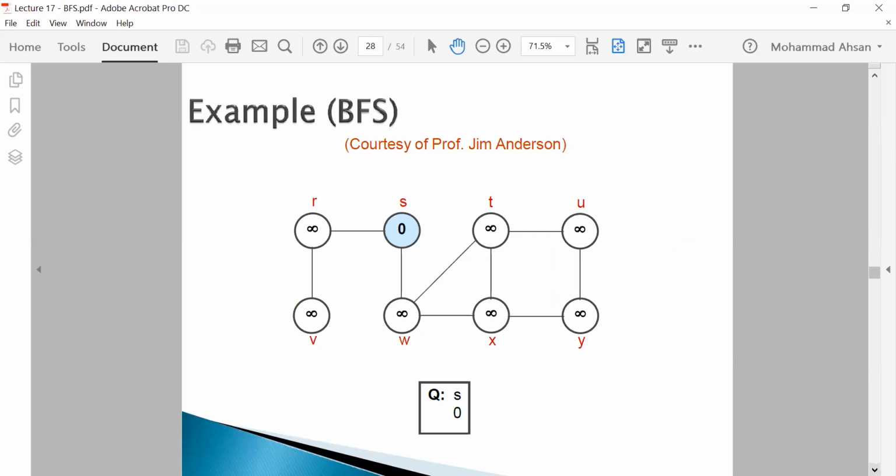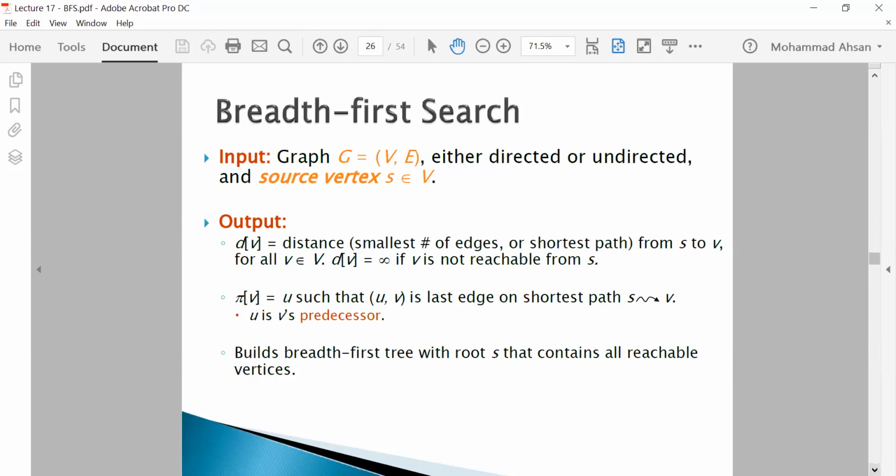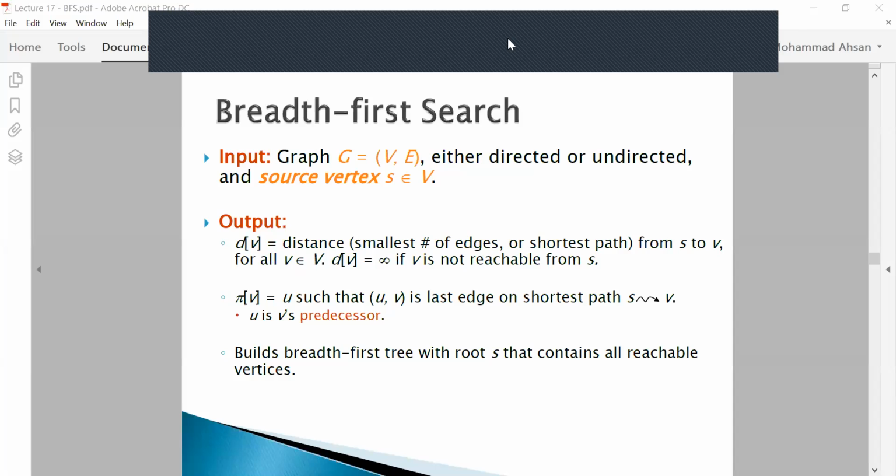So before going here, I had a graph somewhere. I think I deleted that. I'll just show you that. So let's say we have a graph.